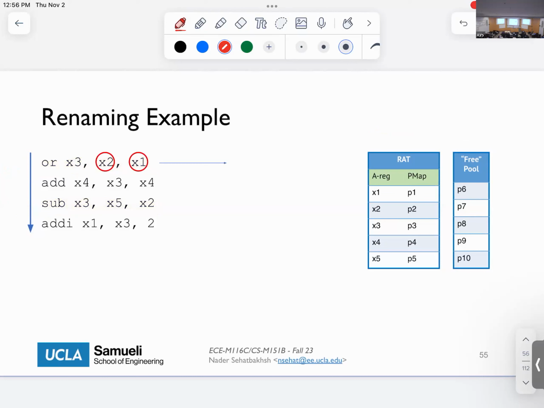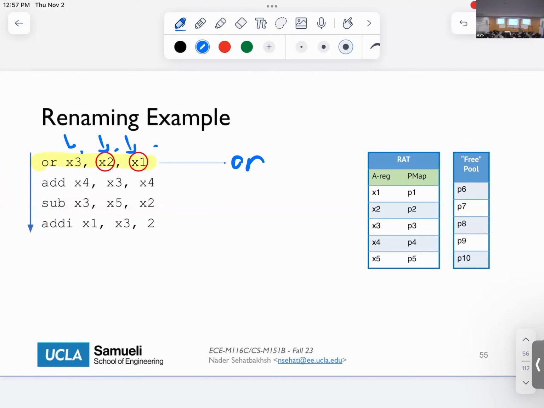So we're going to start by one instruction at a time, okay? First of all, we're going to rename this first instruction. The renaming algorithm works like this: we first look into my source 1 and source 2, in this case x1 and x2. The instruction stays the same. I want to find a mapping, so I want to replace x1, x2, and x3 with physical registers, okay?